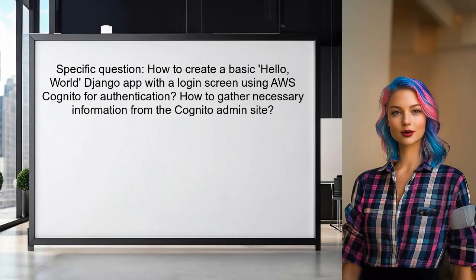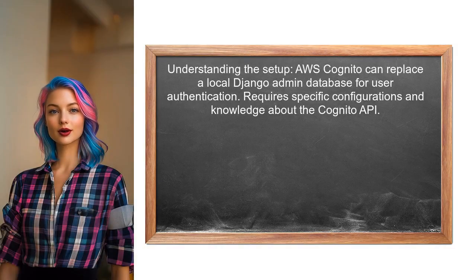Let's dive into the specific question at hand. One user asked how to create a basic Hello World Django app with a login screen that uses AWS Cognito for authentication. They want to know how to gather the necessary information from the Cognito admin site to set up user authentication. So what do we need to understand about this setup?